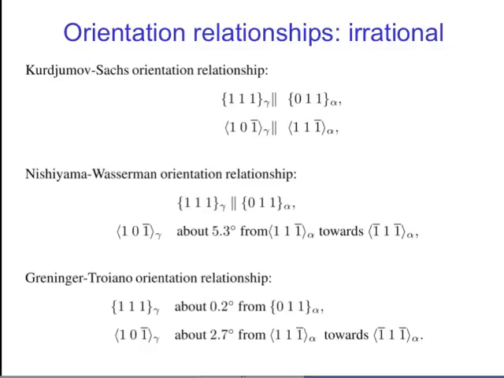When we write that 111 is parallel to 011 alpha, as on the board, those are approximations. There is actually an angle between those two planes and a finite angle between the close-packed directions in those planes. So it's very strange that the orientation relationship itself is also irrational. And we need to explain all these features. So both the habit plane and the orientation relationship are irrational.